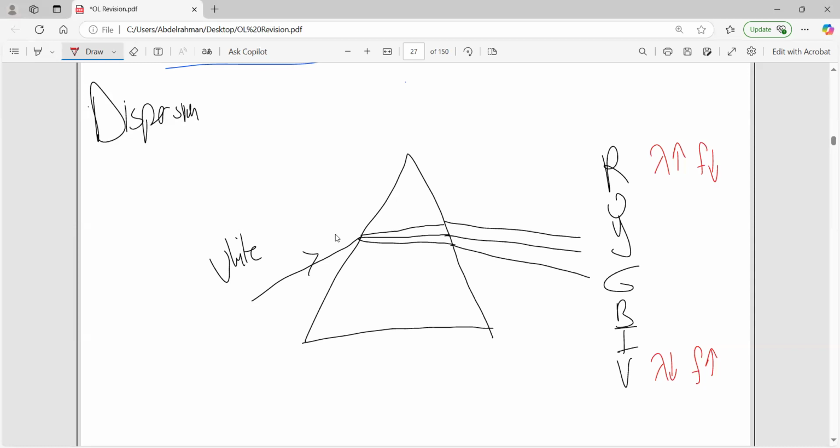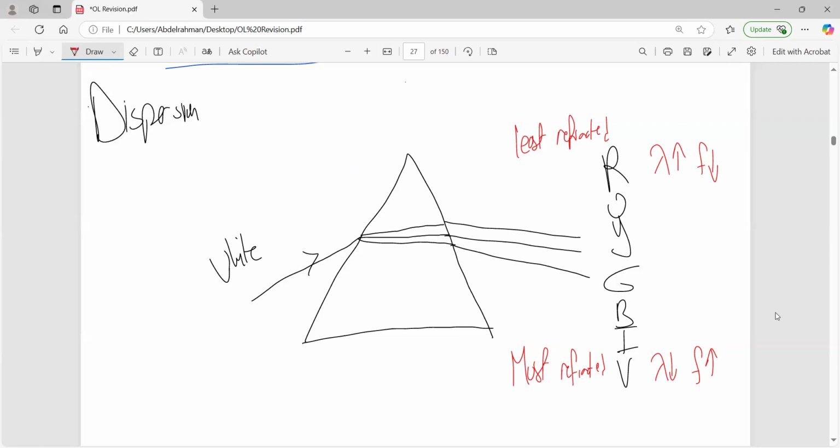When we say that red has the longest wavelength, this means that it's the least refracted. And violet is the most refracted. So refraction has to do with the frequency of this light color. As you increase the frequency, the refraction will increase. These are the seven colors of the visible light.